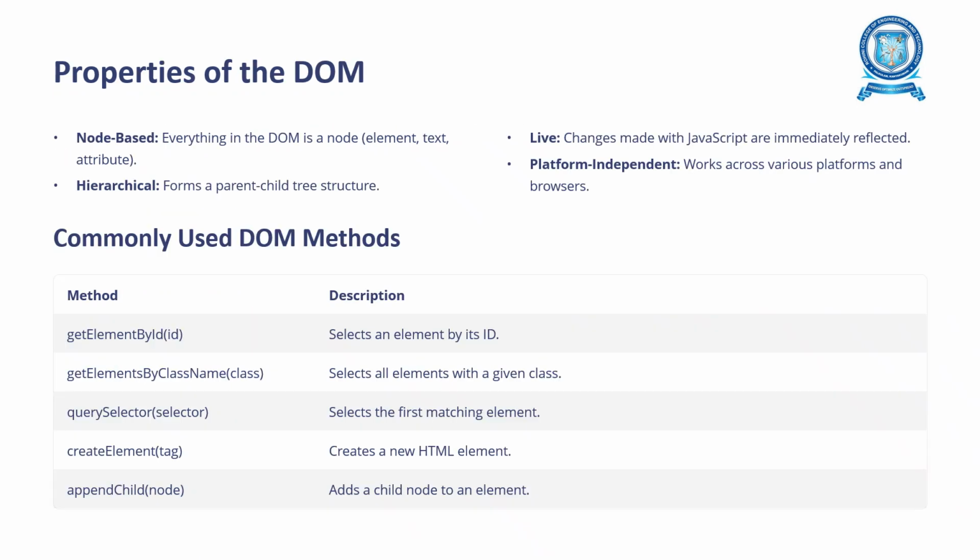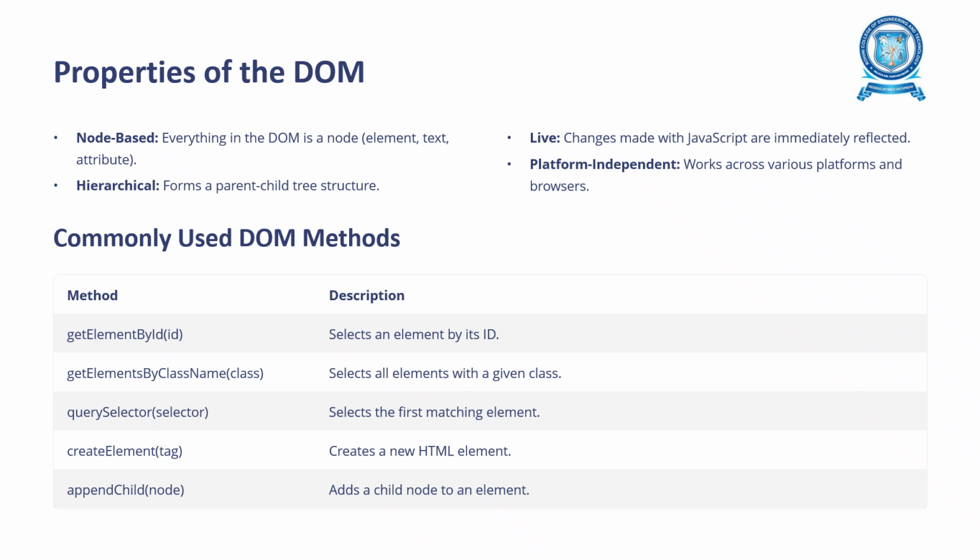Properties of the DOM. Node based: everything in the DOM is a node. Hierarchical: forms a parent-child tree structure. Live: changes made with JavaScript are immediately reflected. Platform independent: works across various platforms and browsers.